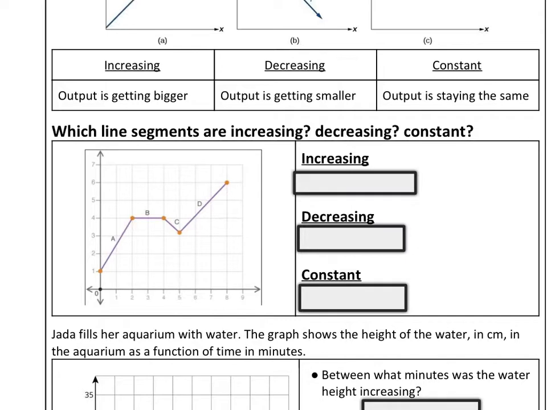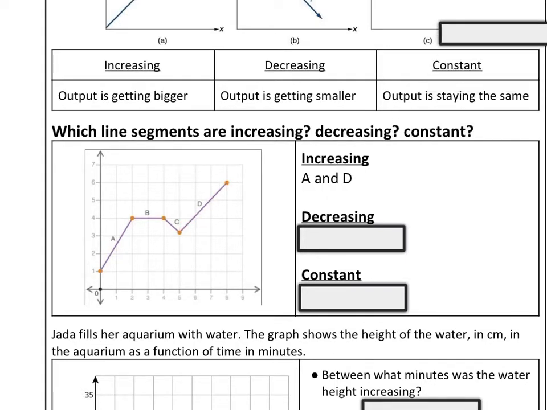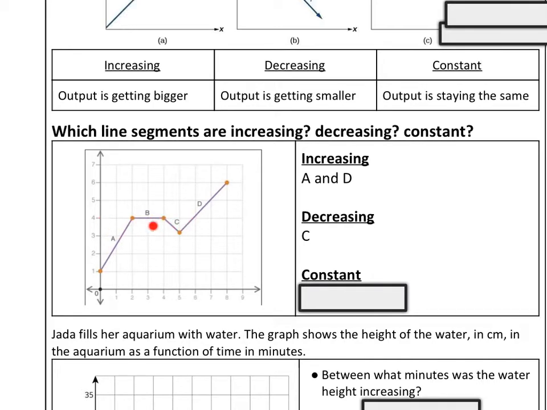Alright, for the increasing lines, those are going up from left to right. That looks like A and D. So increasing are segments A and D. Decreasing would mean going downward from left to right. It looks like from here to here, line segment C is decreasing. And lastly, constant means it's not changing. It has that slope of 0. And it looks like B is the only constant line segment there. So constant, we'll put B.